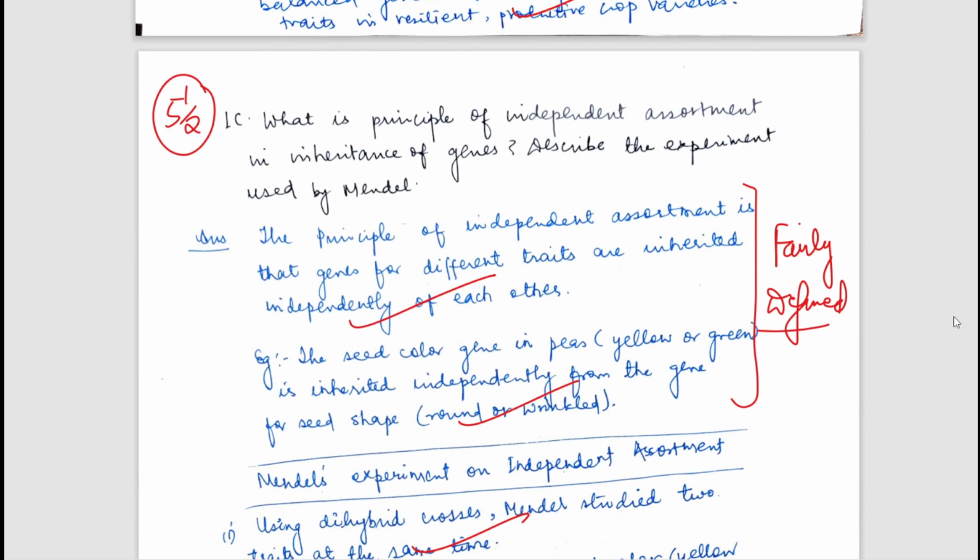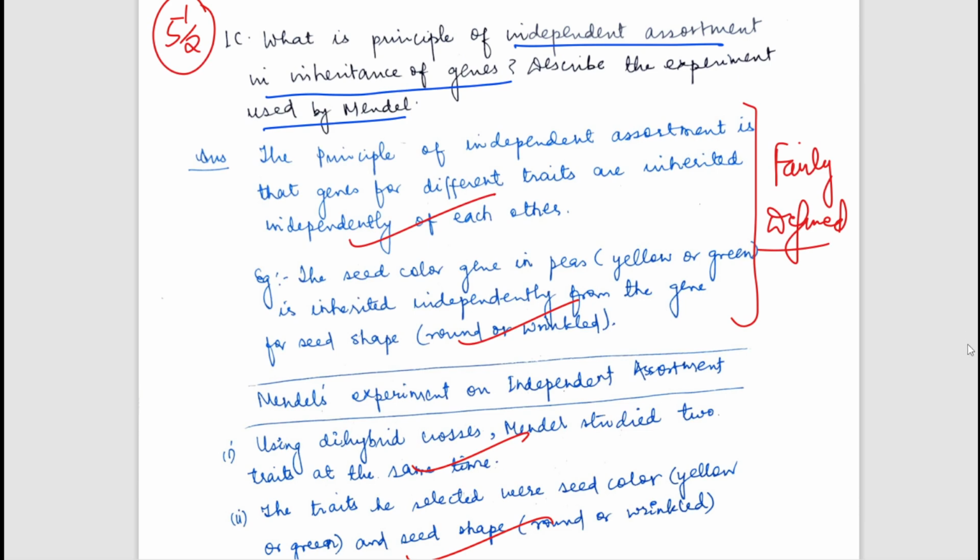The next question is, what is the principle of independent assortment in inheritance of genes? Describe the experiment used by Mendel.